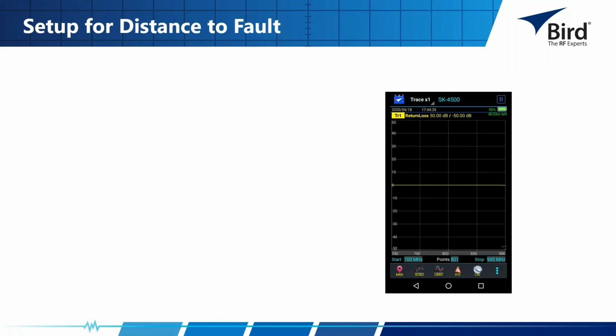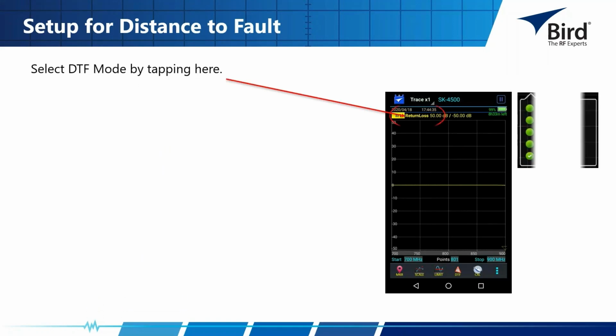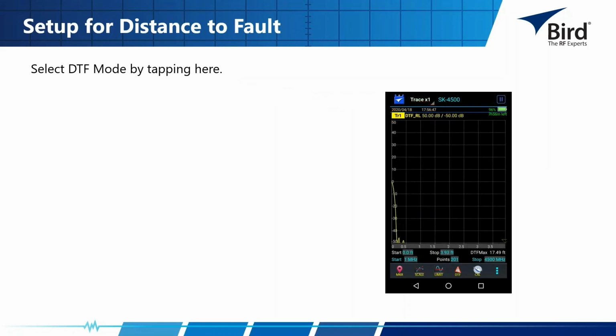So here's what we do to set up for distance to fault. Up here in the top left corner, you want to select the DTF mode. When you tap up here, you'll see the drop box to the right. Make your selection to either DTF SWR, which means your results are going to come back to you in VSWR, or select DTF_RL, and your units are then going to be return loss. You can see down now that I've selected distance to fault, and my results are going to come back to me in return loss.